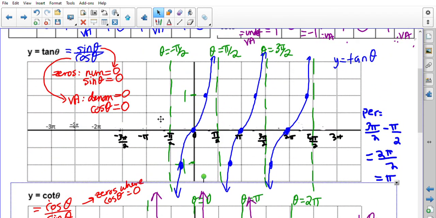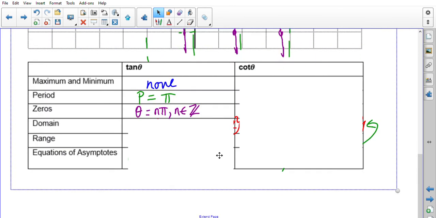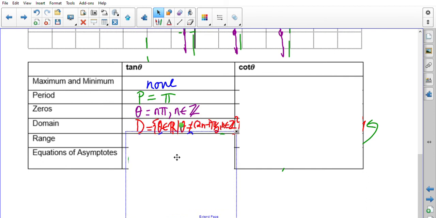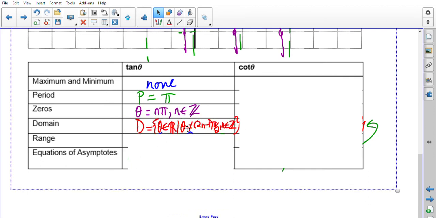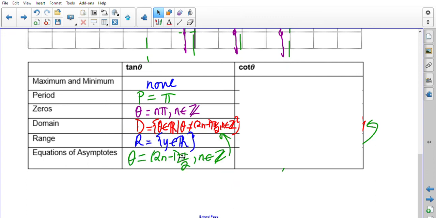The domain is all values except for the VAs. And remember, the VAs occur where cos theta equals 0. So we know how to represent that. We represent that by saying theta cannot equal 2n minus 1 times pi over 2, n is an element of integers. So that is basically saying at all odd integer multiples of pi over 2. So that should match with the equation of our asymptotes here.